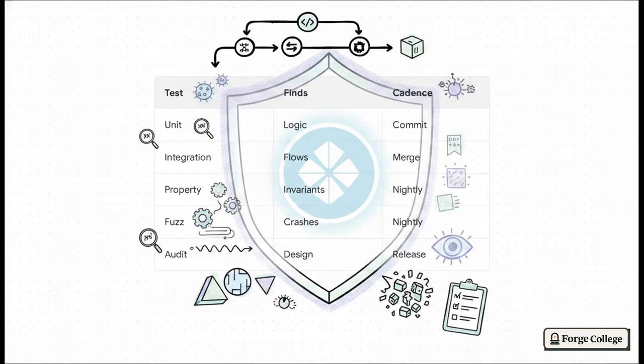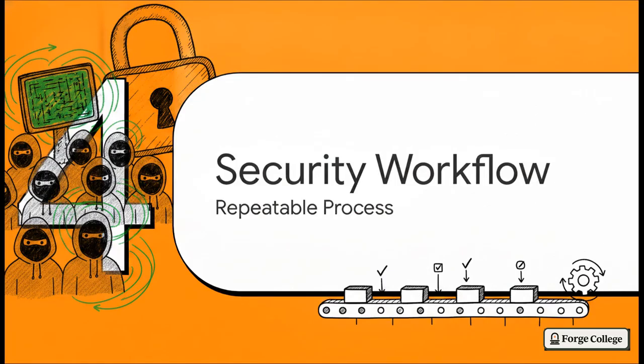We layer on property-based and fuzz testing for those weird deserialization crashes, running those continuously. And finally, manual audits sit at the very end before major releases to catch high-level design vulnerabilities. Section 4. A repeatable security workflow, making this an actual process.